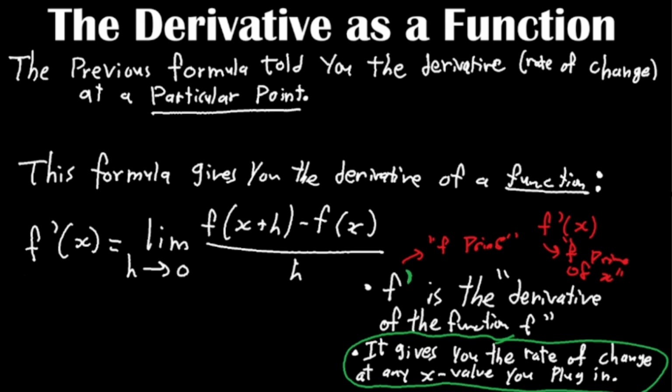So when you take the derivative of a function, you get another function that tells you the rate of change of that original function. And so the formula for the derivative of a function is f prime of x is equal to the limit as h goes to 0 of f of x plus h minus f of x all over h. So I'll explain this formula in a minute. But try and just take a look at it and see if you can understand why it works.